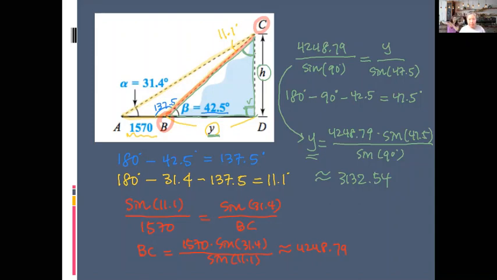Okay, any question? Good? Okay. Save it. And we will move on to the second example here.